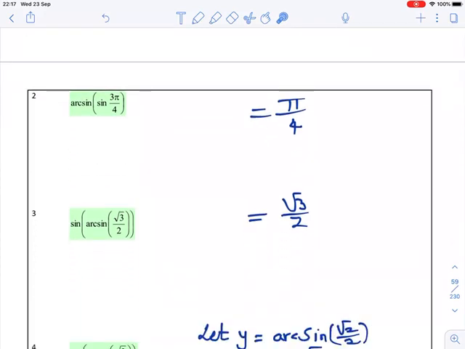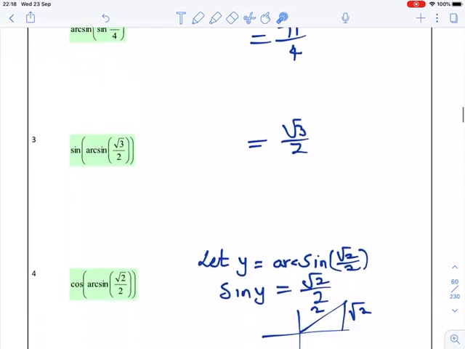Okay, here they just ask the value, not the angle. And because of that, we can just cancel, and the answer will be square root 3 over 2. So if we have the sine in the front and then the arc sine, we can just cancel. It's when we have arc sine in the front that we must be careful.